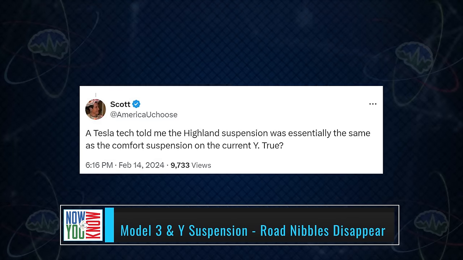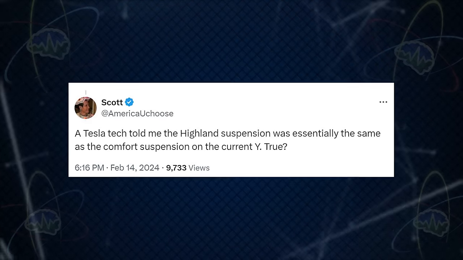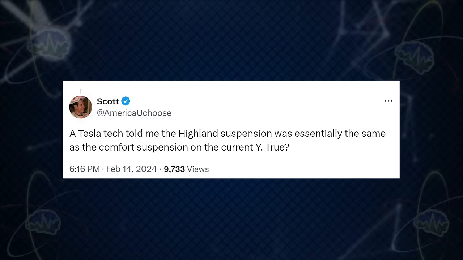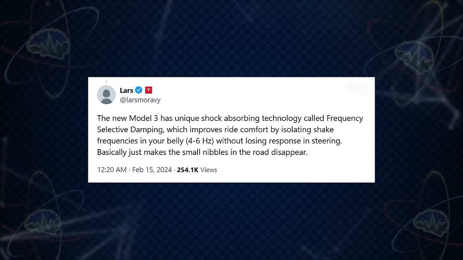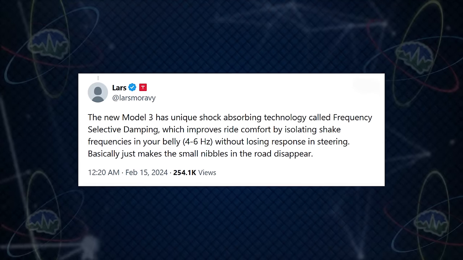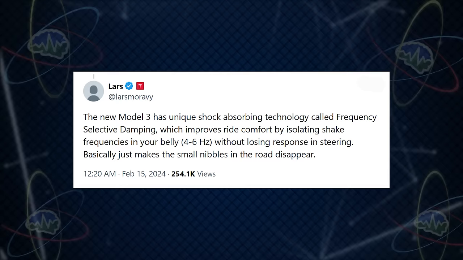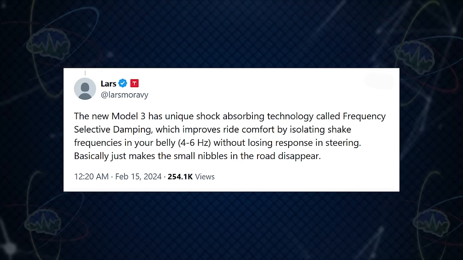Here's this really cool tweet thread from Lars. Scott said, a Tesla tech told me that the Highland suspension was essentially the same as the Comfort suspension on the current Model Y. Is that true? And Lars, Tesla's VP of Vehicle Engineering, responded, the new Model 3 has unique shock-absorbing technology called frequency-selective damping, which improves ride comfort by isolating shake frequencies in your belly, 4 to 6 hertz, without losing response in steering. Basically, it just makes the small nibbles in the road disappear.